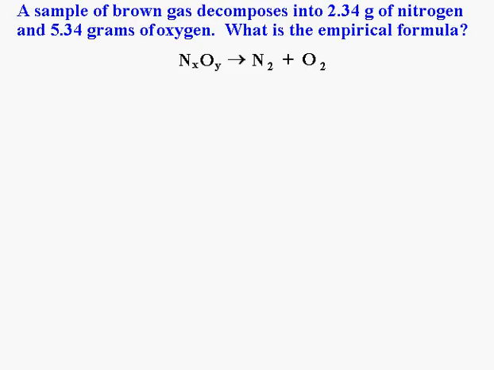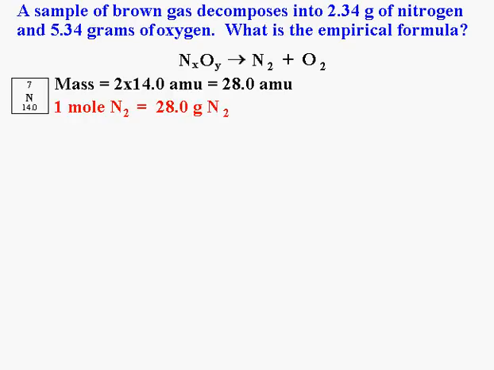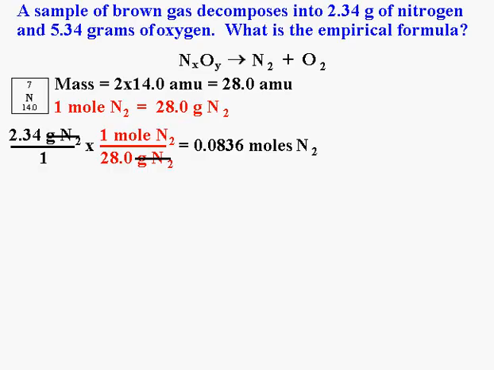To convert to moles, we look at the periodic chart and find that the mass of nitrogen atoms are 14.0. However, we have a nitrogen molecule as the product, N2. So its mass is 28.0 AMUs. That means 1 mole of N2 is 28.0 grams of N2. So now we can convert to moles. We take the number of grams, 2.34, and multiply by the conversion relationship with grams on the bottom, so that they cancel, and moles on the top. So in the end, the chemist made 0.0836 moles of N2.